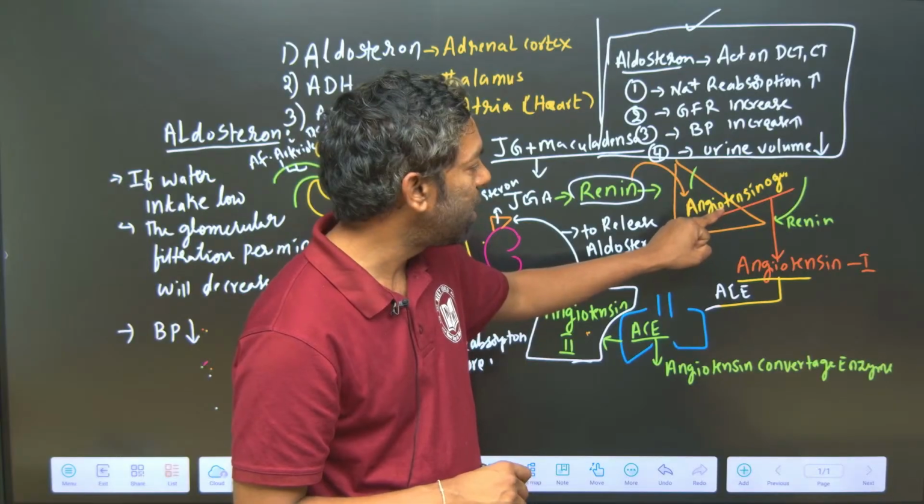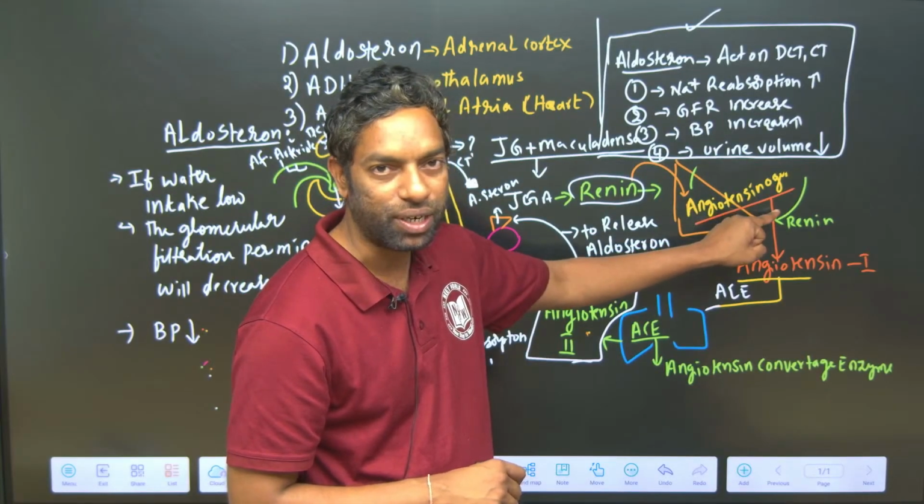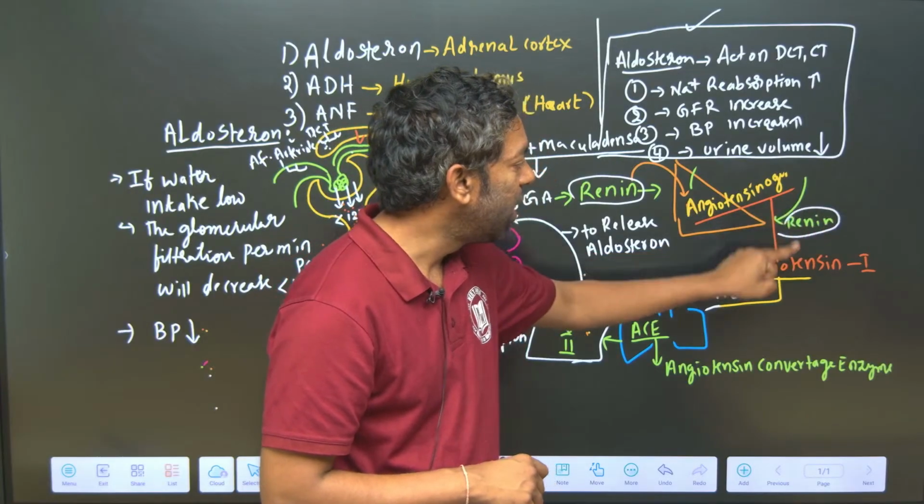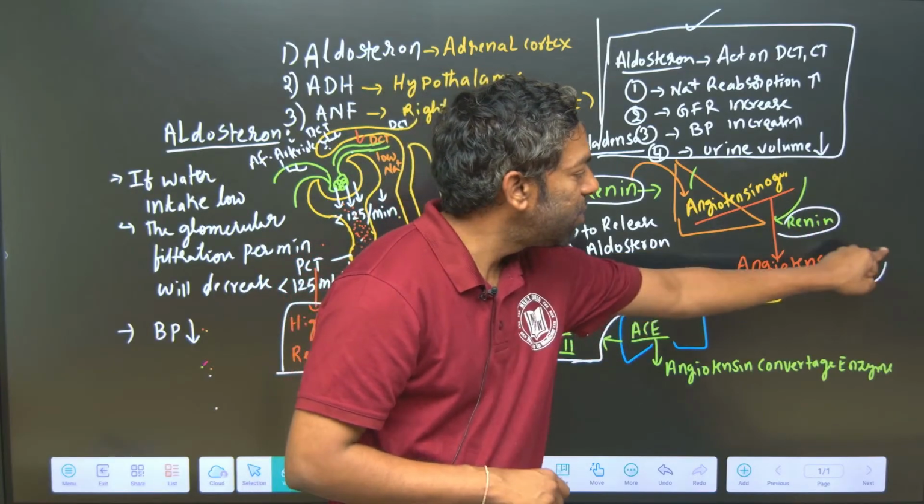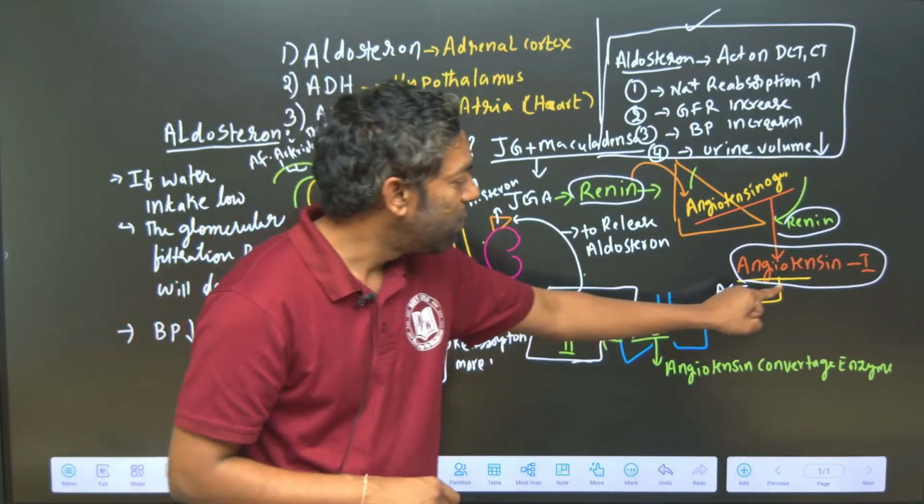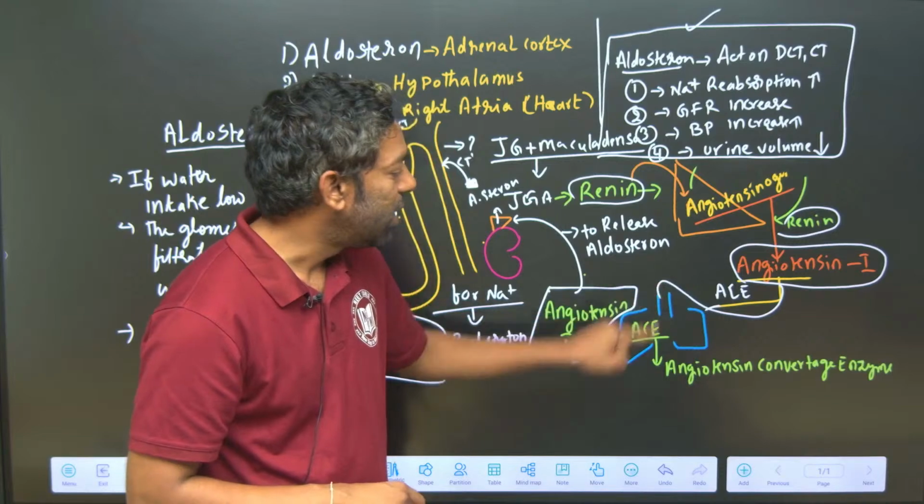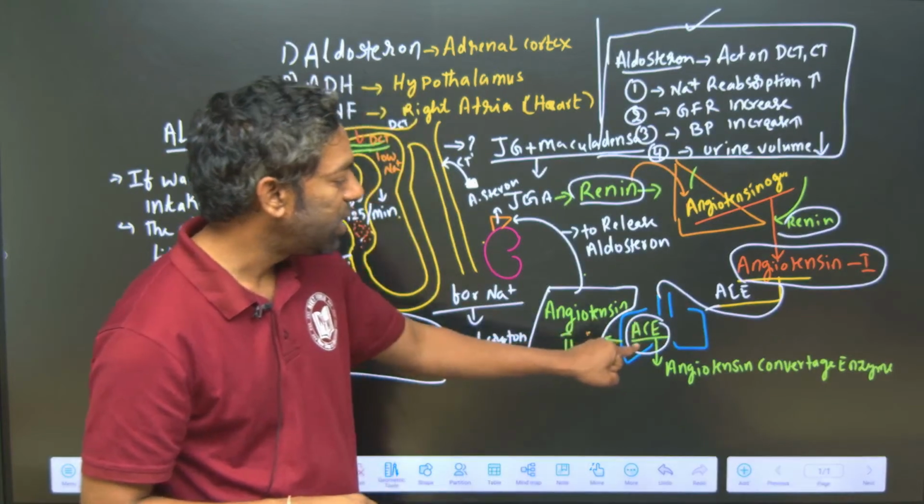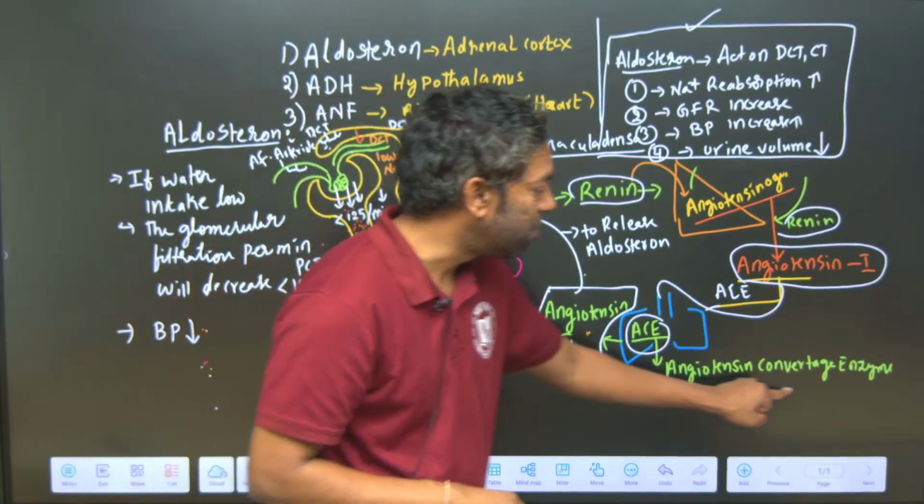There is a protein which is angiotensinogen. Angiotensinogen, in the presence of renin, is converted into angiotensin 1. This is angiotensin 1. Finally, it reaches the lungs. In the lungs, there is an enzyme called angiotensin convertase enzyme.